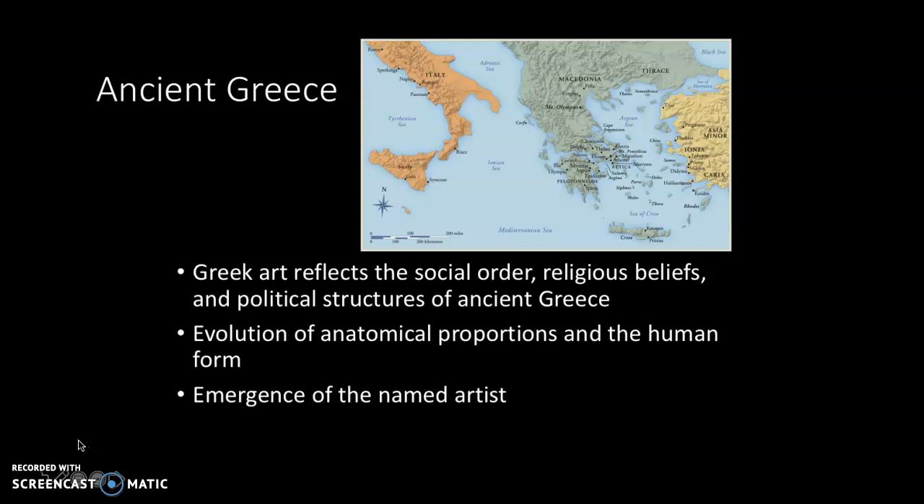We also see at this time the emergence of the named artists. In the ancient world, the tradition was not that artists always signed their works, but we're going to see this in ancient Greece. And really this quest for order, balance, symmetry, idealism in the human form, it reflects the Greek social order, religious belief, and political structures.